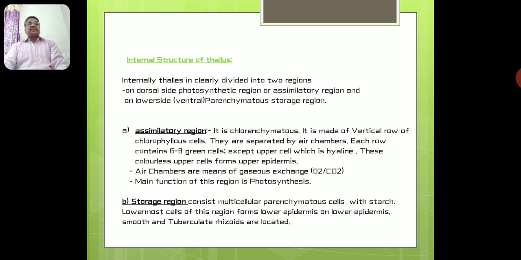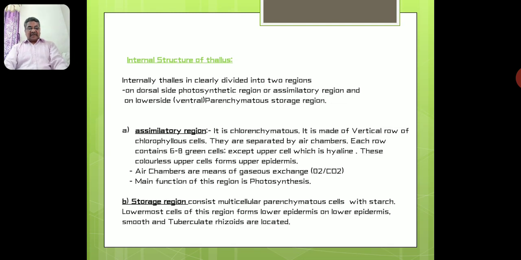Now what is the photosynthetic or assimilatory region? The assimilatory region is chlorenchymatous. It means chlorophyll pigments are present, so automatically this region is concerned with the synthesis of food, that is photosynthesis.